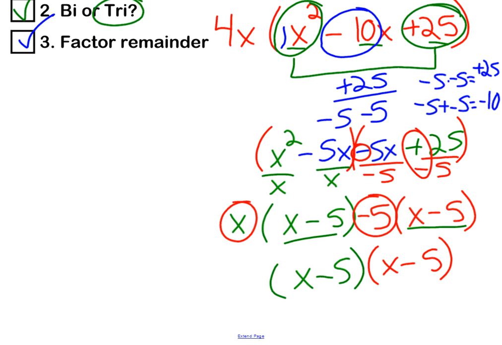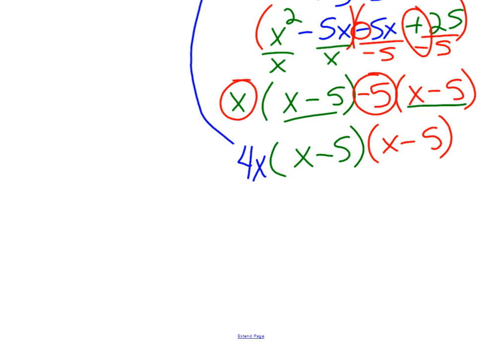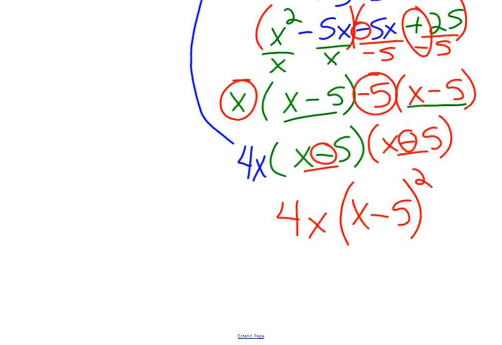And of course, I can't forget my original greatest common factor. That's the most common thing people forget on their final answer for a multi-step factoring, is the original greatest common factor. I notice that these are exactly the same symbol in the middle, so I write my final answer with my greatest common factor, and then I write that factor squared. This is your final answer.